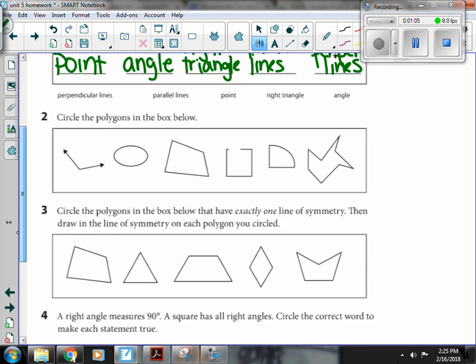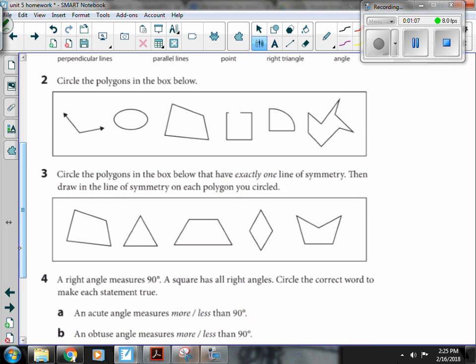Number 2 says circle the polygons. The first one is not a polygon, it's an angle. It does not have at least 3 sides. The second one is not a polygon because it's curved. This one is a polygon. The next is not a polygon, even though it has 3 or more sides and they're straight. There's an opening, and because of that opening, it is not a polygon.